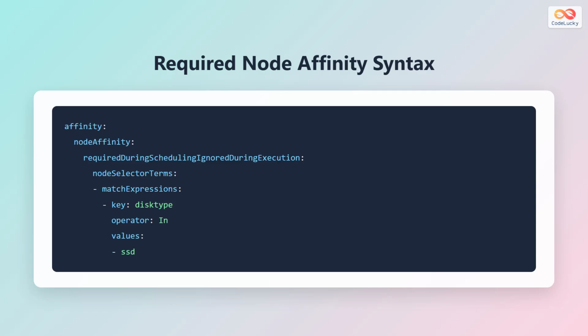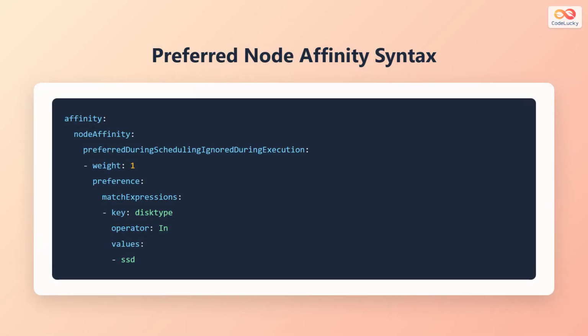Let's look at the syntax for required node affinity. You define it under the affinity section with nodeAffinity, then use requiredDuringSchedulingIgnoredDuringExecution. This long name tells us two things. Required during scheduling means the rule must be met when placing the pod, and ignored during execution means if node labels change after the pod is running, the pod won't be affected. Under nodeSelectorTerms, you specify match expressions where you define the key, such as disk type, an operator like In, and the values you're looking for, such as SSD.